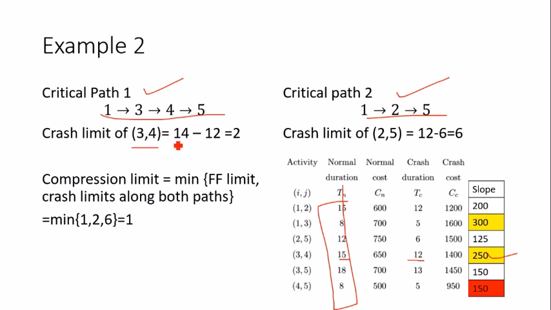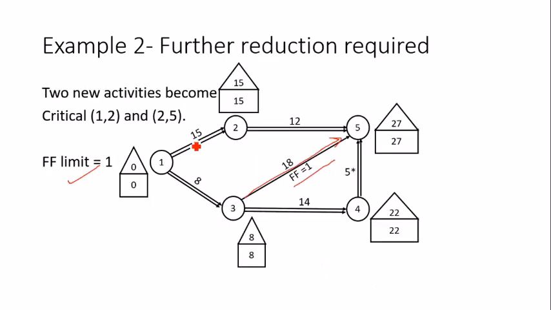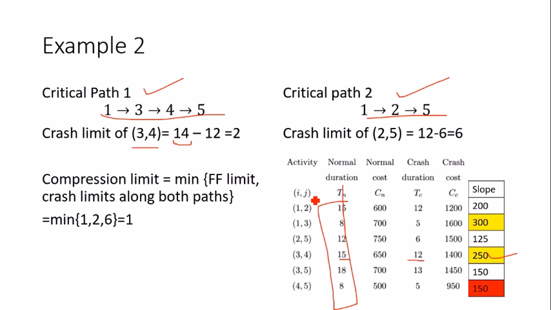So you look at the current duration. Current duration means here, from 15 it has changed to 14. That's why when I gave you the formula to compute crash limit, I told you it is current duration minus crash duration. It is not the normal duration minus crash duration, because normal duration is the original one, but current duration keeps on changing. So when you compute crash limit, take care of this thing, that the figure here will be the currently available in the network.